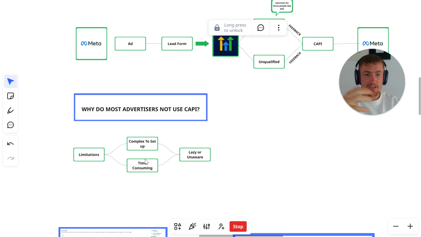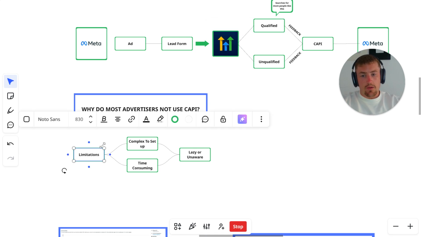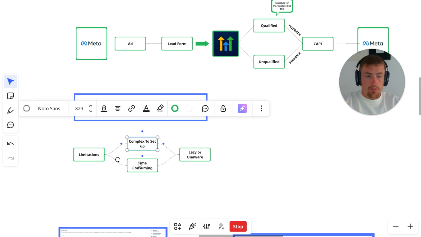But I can see from my ad accounts, compared to my friends' ad accounts, other business owners that I know, Conversions API is the reason why we get such a high conversion rate, so many more sales, so many more conversions, so many more people joining the communities, etc. So, what are the limitations of it? Complex to set up, it's time consuming.